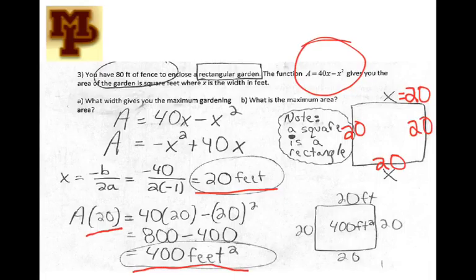Just a tip, whenever we're looking to maximize our area, whenever we have all four sides to work with, it always turns out to be a square. And a square is a form of a rectangle. Not all rectangles are squares, but all squares are in the subset of rectangles.